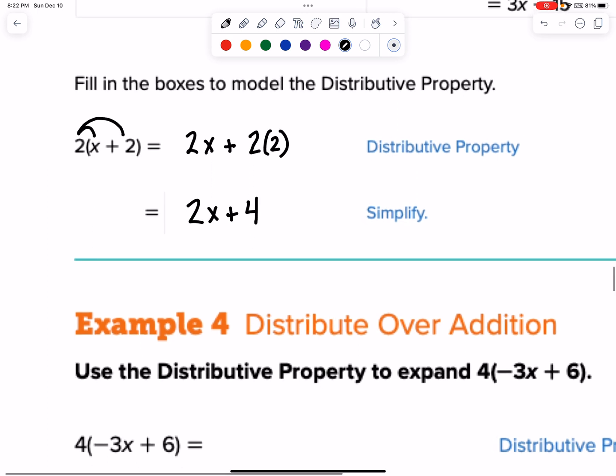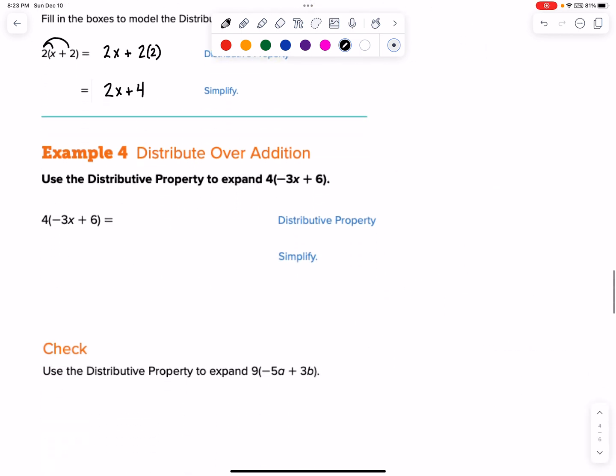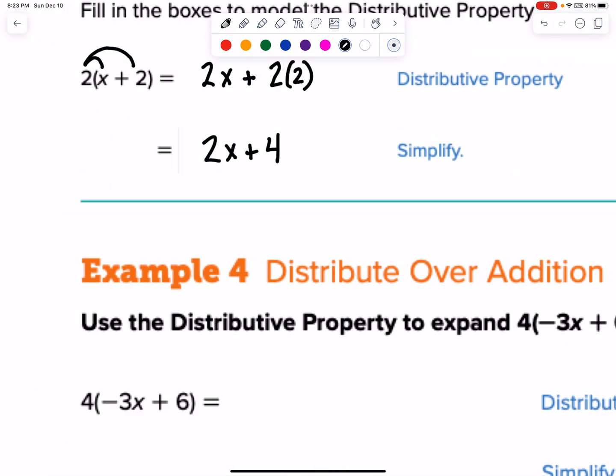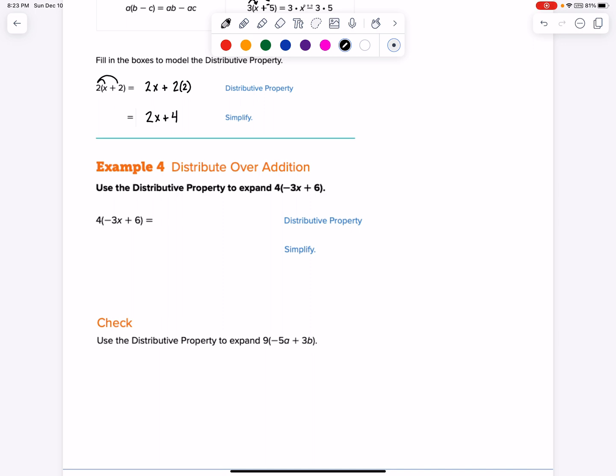Okay, and so you don't need to do the first step. You can just in your head go 2x plus 4 and write it down. Okay, so let's go ahead and take a look at this. We know we're simplified because there's no like terms and there's no parentheses. And so that's another thing to realize with simplifying expressions. Simplify means there's no like terms and there's no parentheses. You have to get rid of it all.